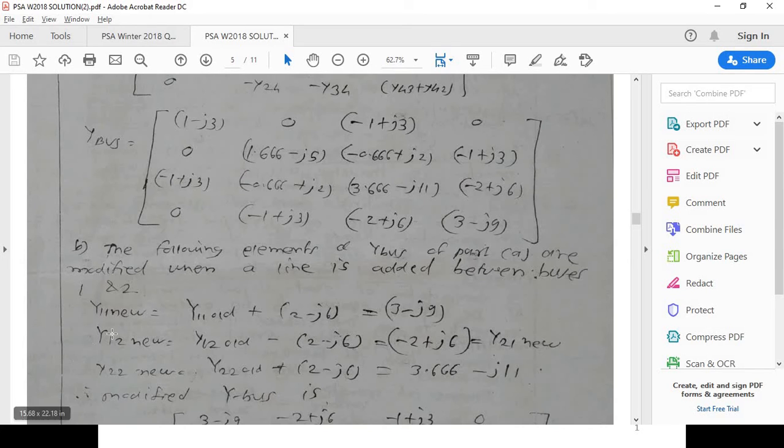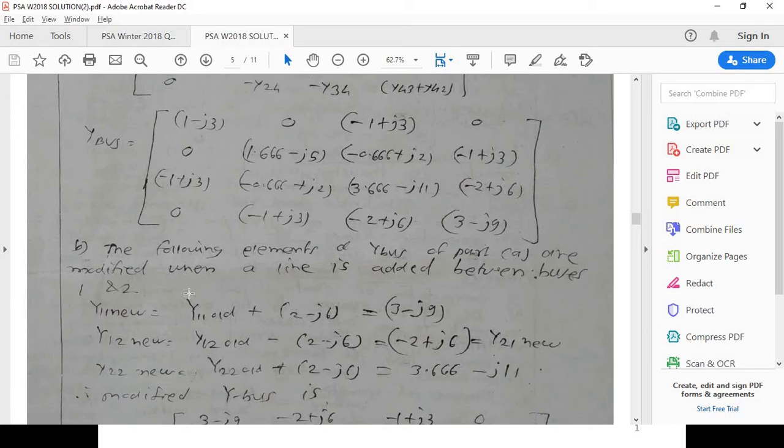So first of all, we'll calculate y11 new. That means after addition of the line between bus number 1 and 2, y11 new is equal to y11 old plus 2 minus j6. So what is the y11 old? From case 1, it is 1 minus j3, plus 2 minus j6. It will be 3 minus j9. That means what will be the modification? This 1 minus j3 in the last Y bus matrix will be replaced by 3 minus j9.